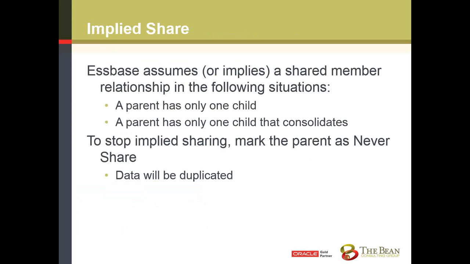Another one that comes up occasionally in planning is the implied share, where you have a single child under a parent, or only one child that consolidates up to the parent. What happens is a lot of times you'll put data into the child, aggregate things up, go and look, and the data at the child level is gone, and that's because the parent value has pushed back down onto the child. That's that implied share. The way to prevent that from occurring is to make the parent a never share, and then that will prevent that implied share from occurring if you have that situation.